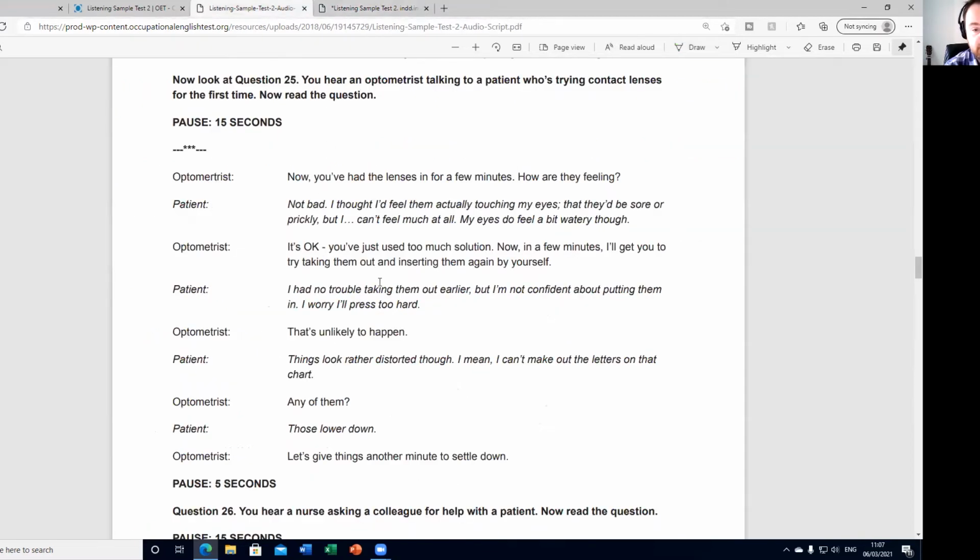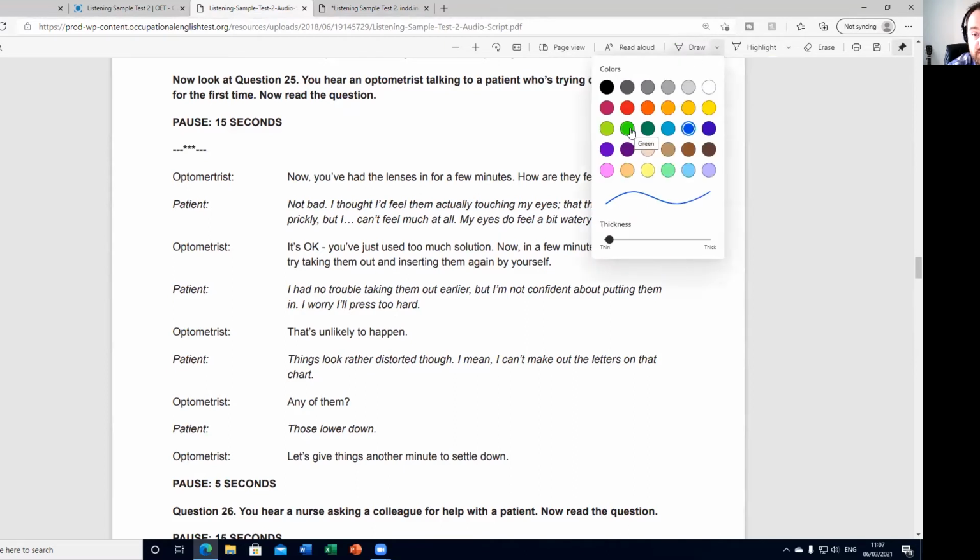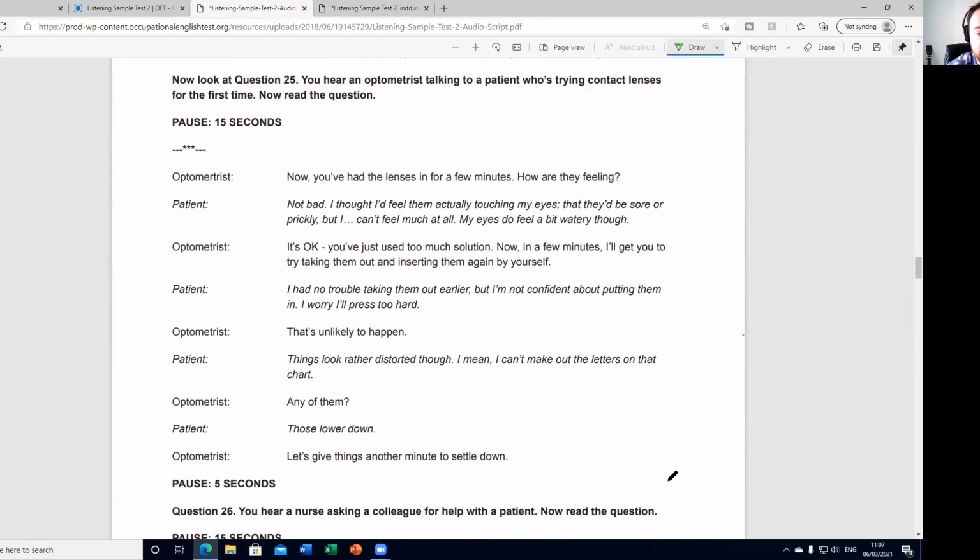Okay. So here we have the tape script for the recording we just listened to. If you want, you can pause the video at this point and have a read through it. But very quickly, it is good practice as well to listen and read at the same time. If you're having problems with listening, then that's going to be a very good idea for you to do.